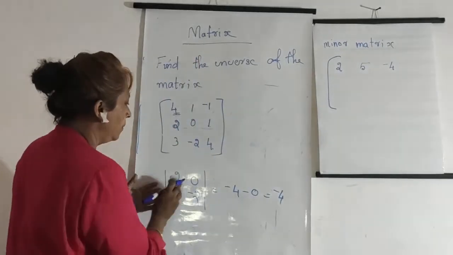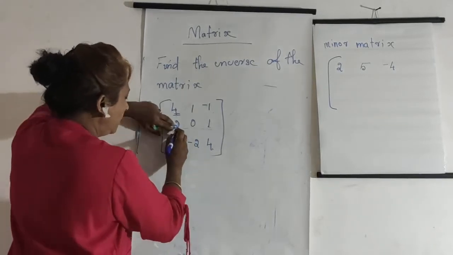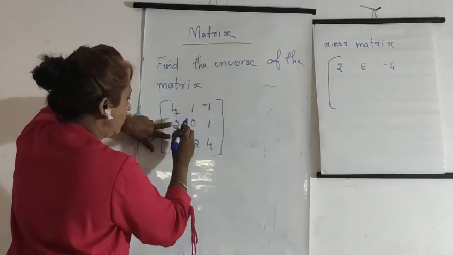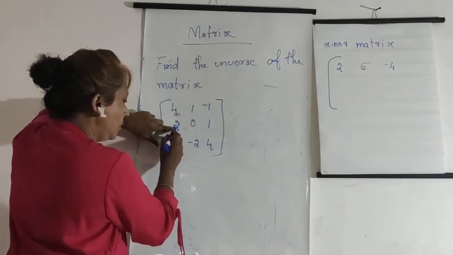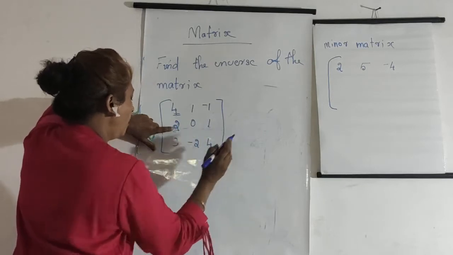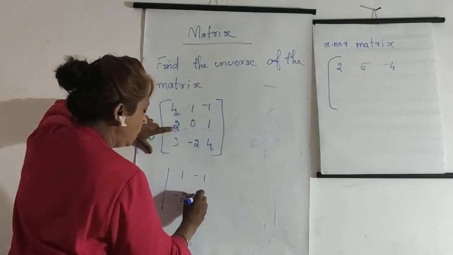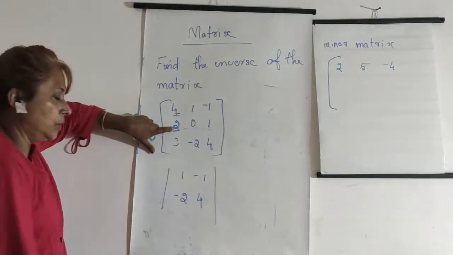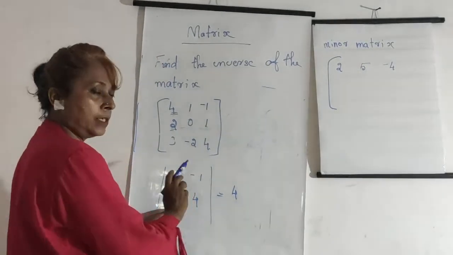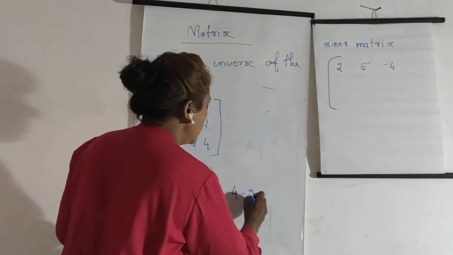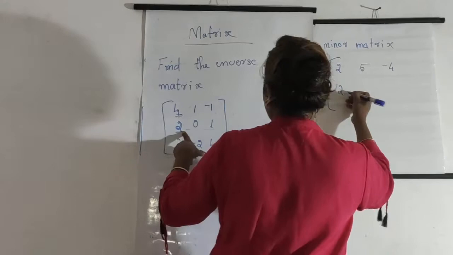Now, for the minor for this 2, this one and this one are gone. But then what is the value remaining? 1, negative 1, negative 2, 4. See, this column is gone, this row is gone. Then 1, negative 1 and negative 2, 4 is the remaining value. So it is 4 minus negative 2 times negative 1, it is 2 itself. So 4 minus 2, it is 2 itself. So we can write 2 in the place of this 2. So the minor is 2.